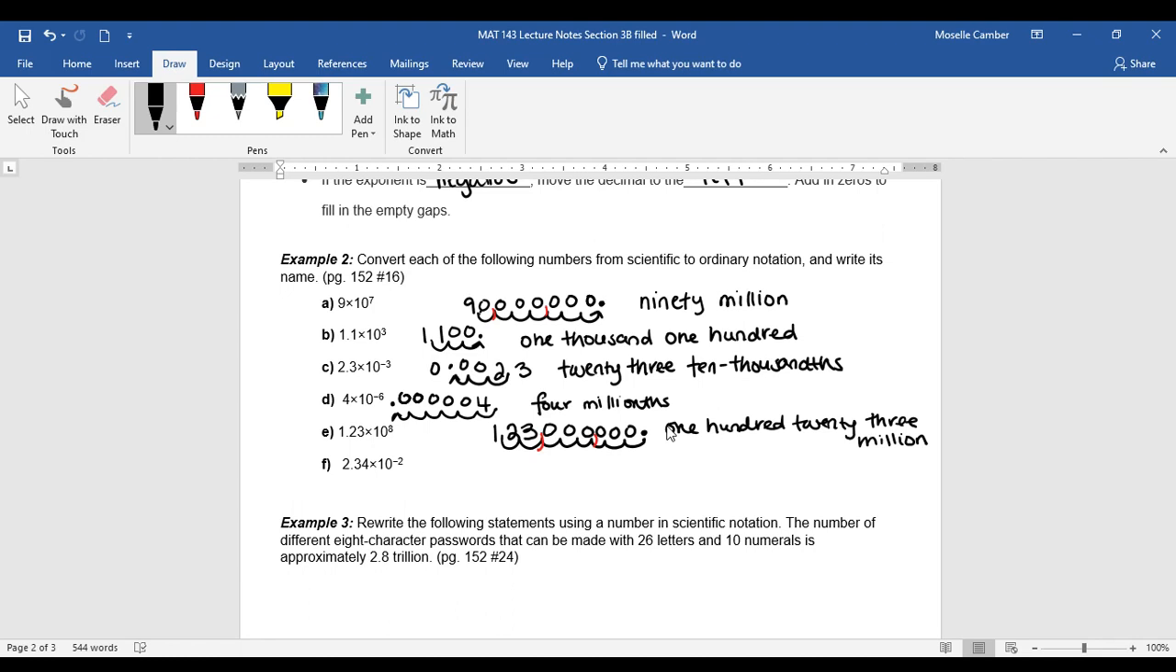Okay. Then 2.34 times 10 to the negative 2. So this time we're going to go left 2. So we start with 2.34. We're going to go left just 2 this time. So we only have 1 zero. So this is 10, 100, 1,000, 10,000 again. So this is 234 10,000ths.